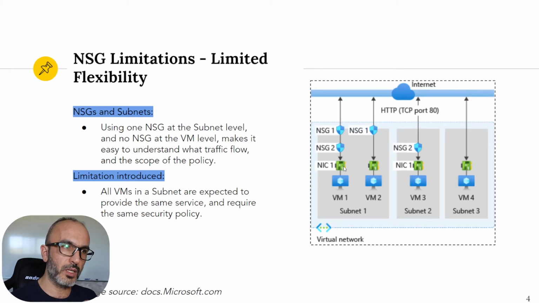So what we lost here is the flexibility of mixing multiple virtual machines that provide different services in the same subnet, and also we lost the flexibility of providing fine-grained network security control over what traffic is supposed to reach your virtual machines or resources.